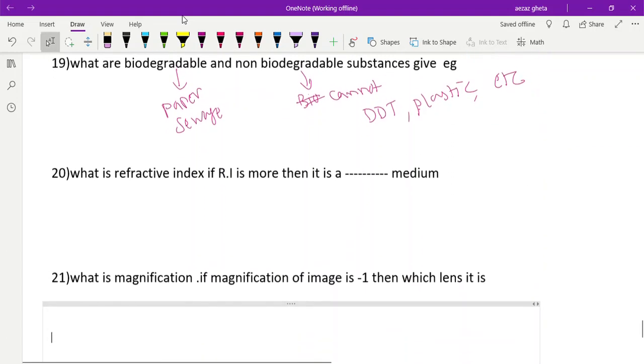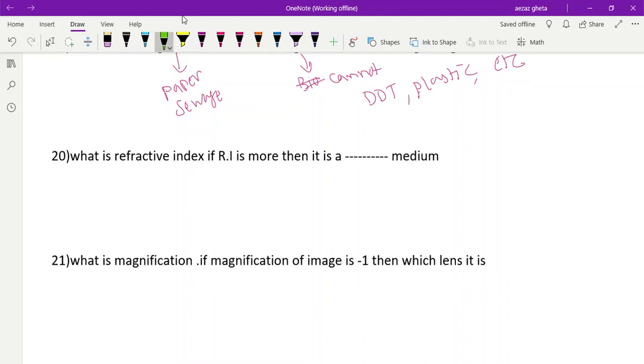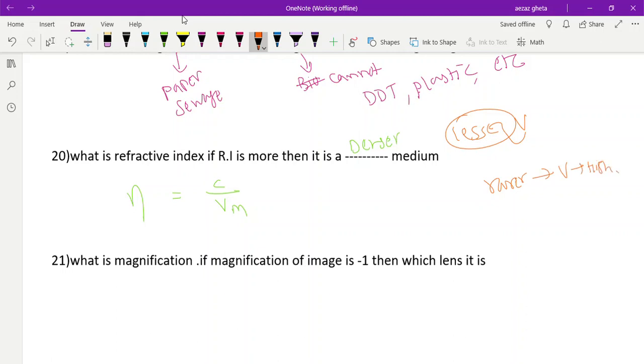What is refractive index? Refractive index is the ratio of the velocity of light in air or vacuum to the velocity of light in the medium. If the refractive index is more, then it is a denser medium. Remember, speed will be less in a denser medium. In a rarer medium, speed and velocity will be high. Understood?